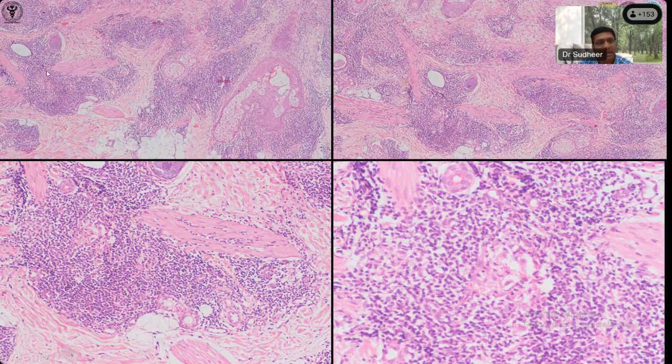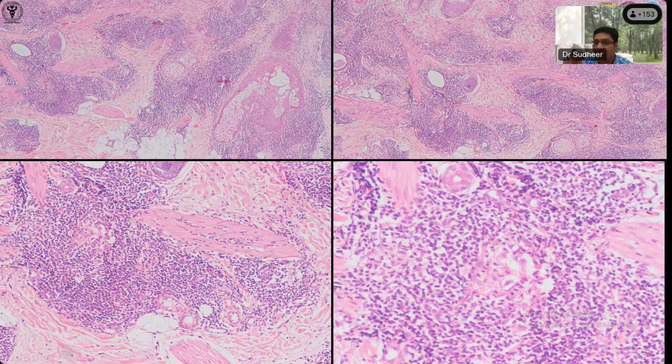Again, there are tiny cells forming a granuloma. This is a granulomatous inflammation with dense lymphocyte cuffing, and no necrosis. Now see where the granulomas are located and what they are causing. They are destroying the arrector pili, and they are present in that location.